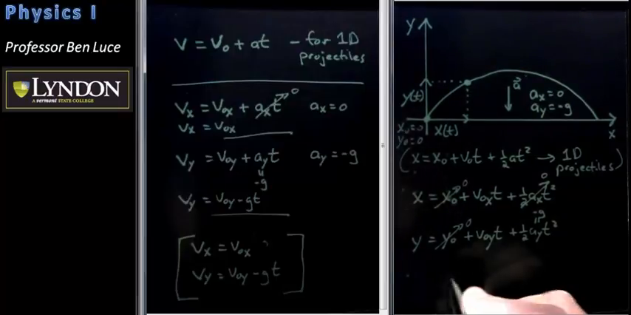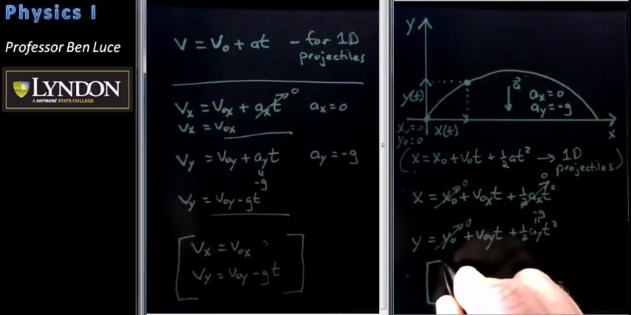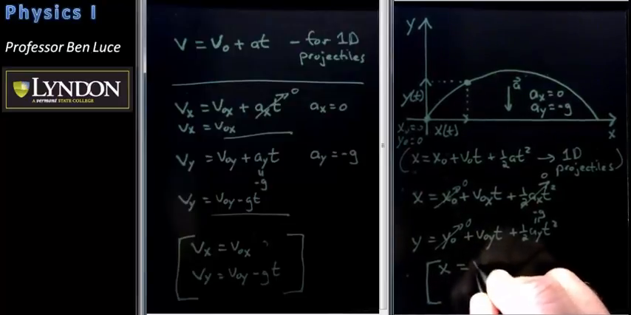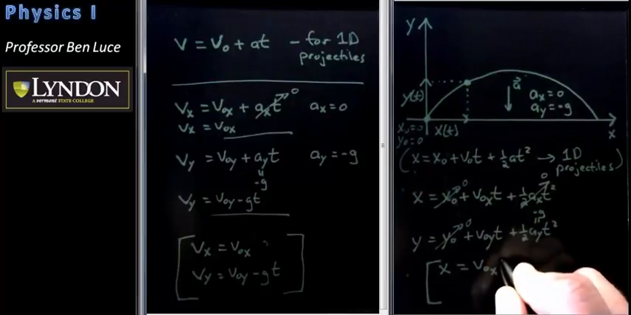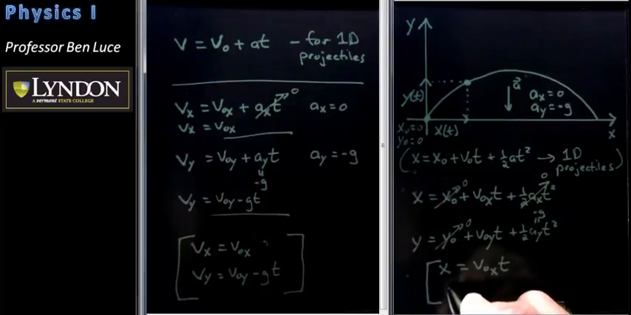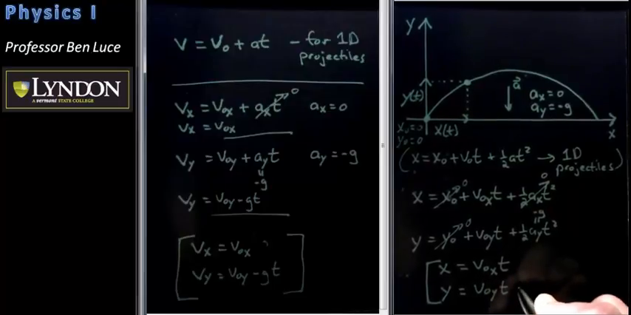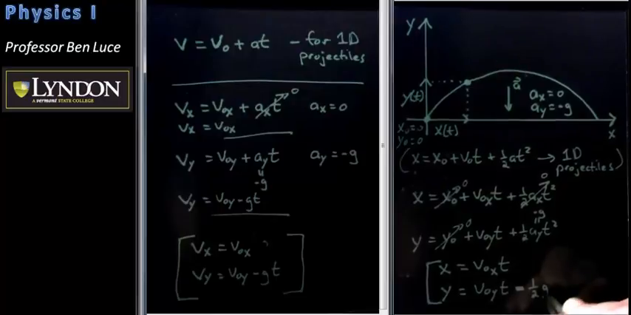So, when all is said and done, we obtain the following two equations. For x, we obtain x equals v naught x t, which is a very simple equation. And for y, v naught y t minus 1/2 g t squared.